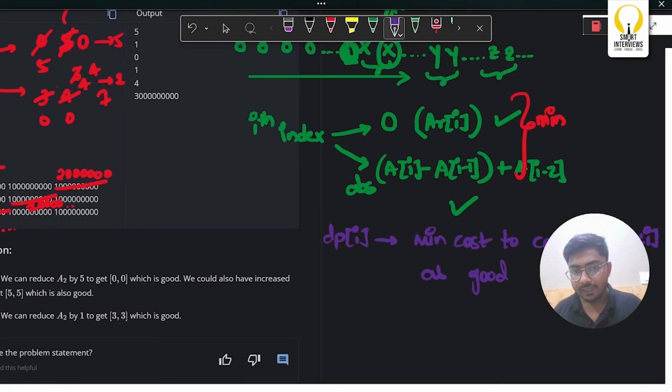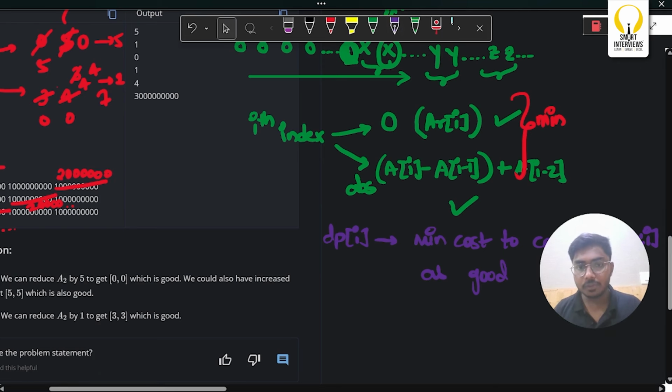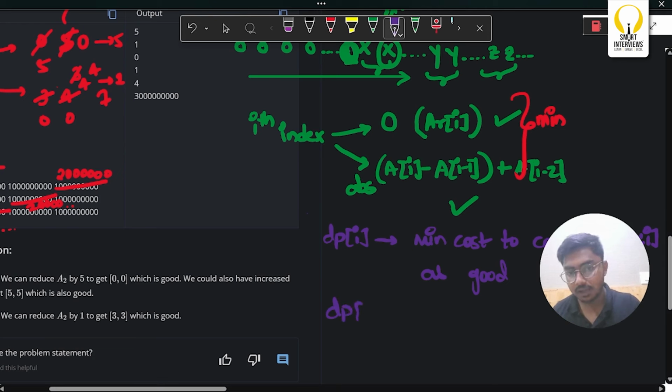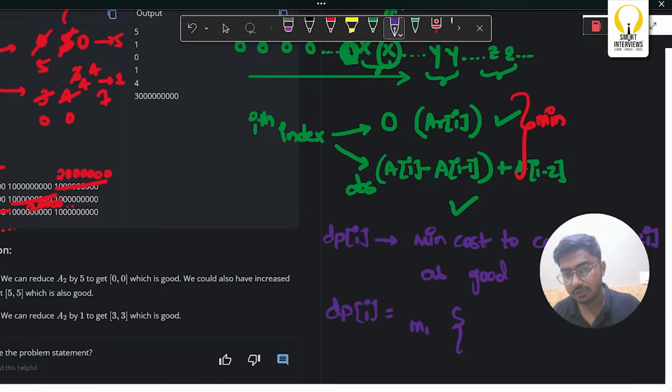Now, for any DP of I, we have a few options. I need to take the minimum of both the options. The first is to make the current element 0. That means the cost is going to be array of I plus the cost we have taken so far, that is, DP of I minus 1: the cost we have taken to make the array good till I minus 1.